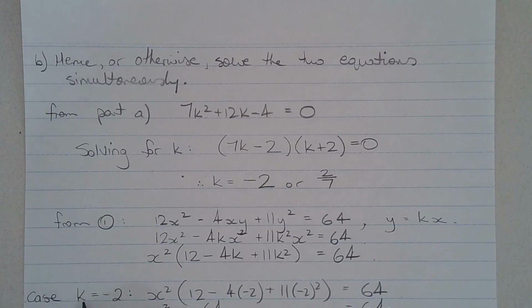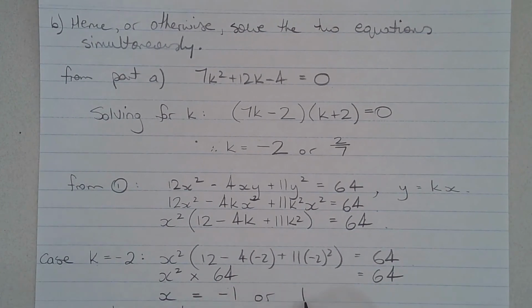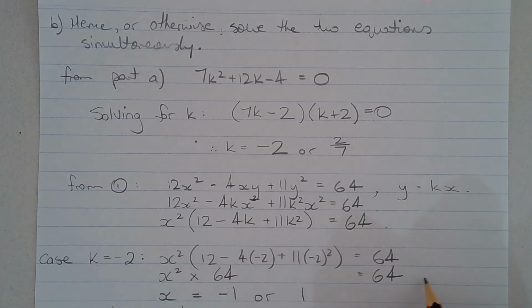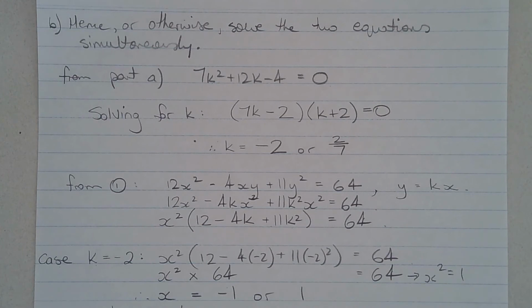This is where we have the two cases. Case k equals negative 2. Let's see what happens. We have x squared times (12 minus 4 times negative 2 plus 11 times negative 2 all squared) equal to 64. All I've done is substitute k equals negative 2 into this equation here. We end up with x squared times 64 equals 64. How convenient. If you divide both sides by 64, you get x squared equals 1. So therefore, x equals negative 1 or 1. Nice, clean solution.